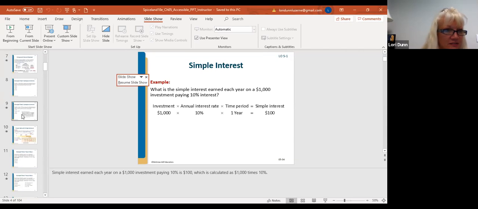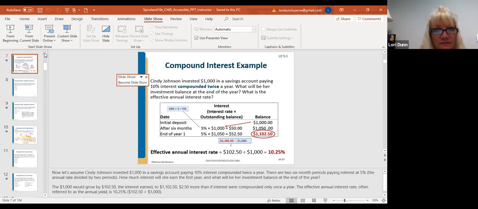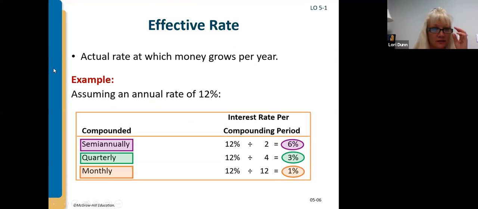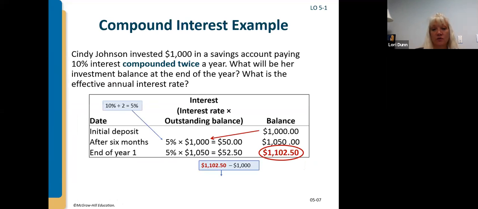Let's go down here because I'm going to skip some slides. So again, they're showing in the next one, what happens to $1,000 in a savings account paying 10% interest compounded twice a year, just like we did. So remember, you take the annual rate divided by the number of times you're compounding, twice a year. So it's 5% each 6 months. Add the interest and then recompute the next 6 months interest.